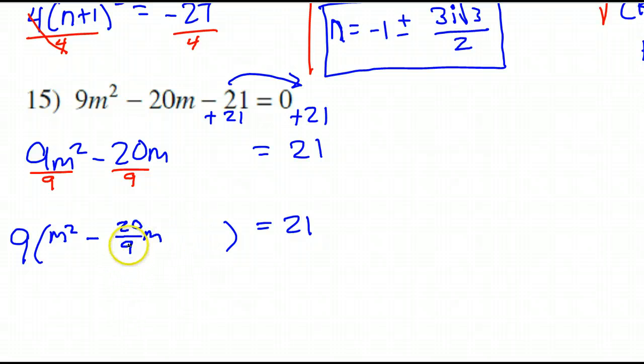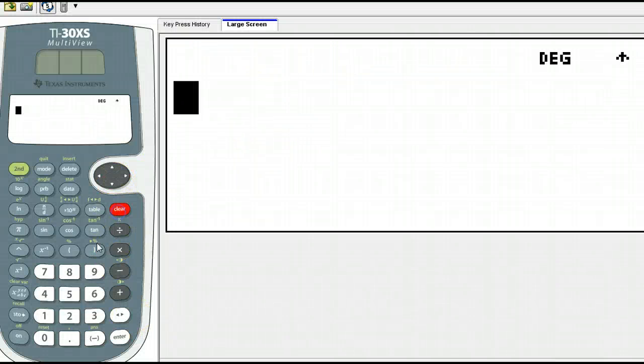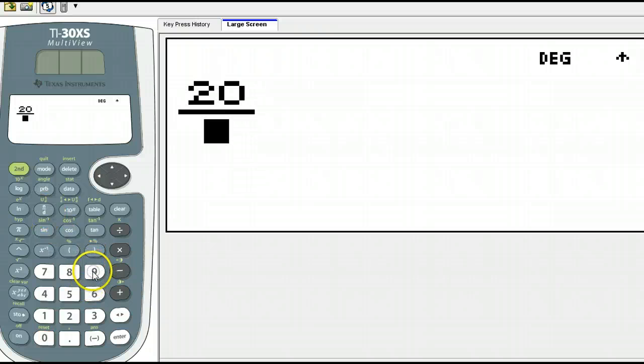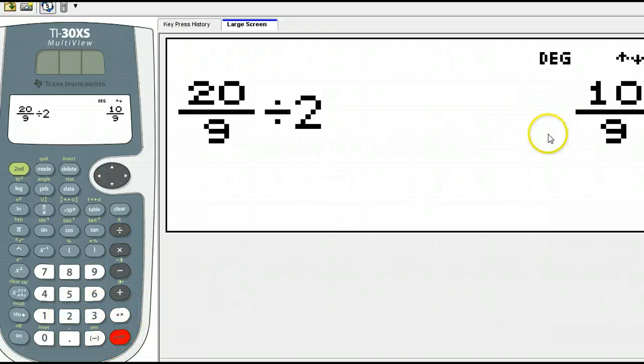But then we have to do half of this and square it. Okay? So, 20 over 9 divided by 2. All right, that would be half of this. That's 10 over 9, right? Now, if we square that, we're going to get 100 over 81.